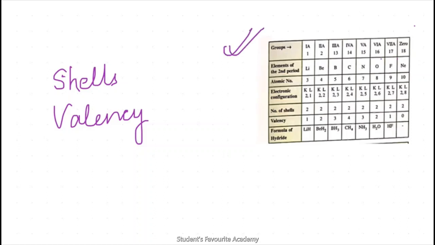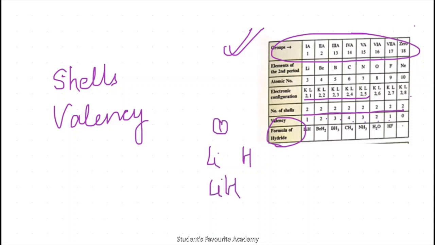Now this is the table that has been given, children. Just to summarize, here these are the elements: atomic number, electronic configuration, number of shells. If you see, these are the same period elements, so this is the same. Valency is equal to 1, 2, 3, 4, then it is again decreasing to 3, 2, 1, 0. And formation of hydride, children, is completely dependent on the valency. Suppose Li and H: since Li has one valency, it will be forming LiH. Now for Be and H, beryllium has a valency of 2, so upon crossing it becomes BeH2.